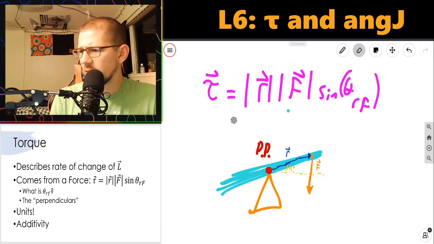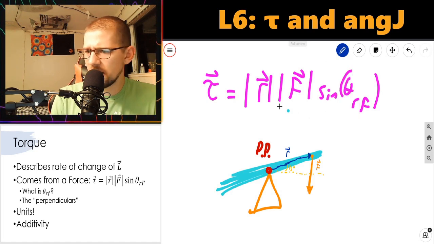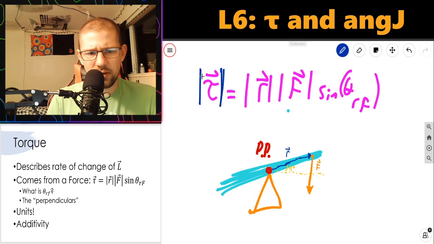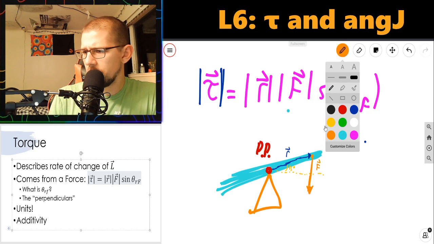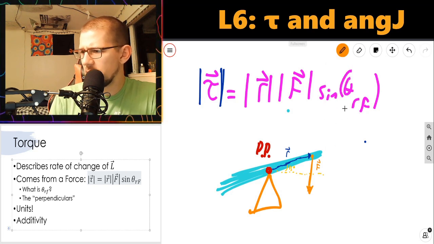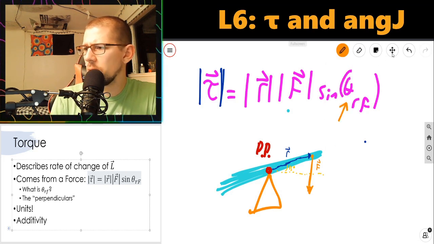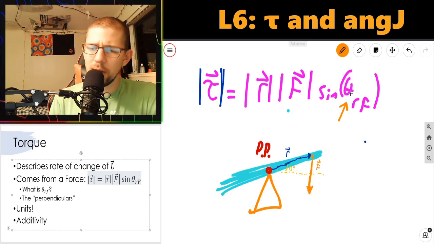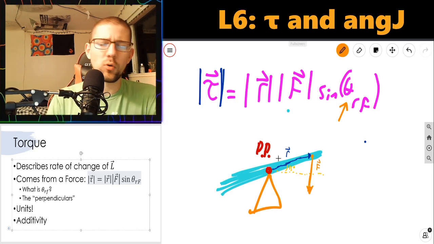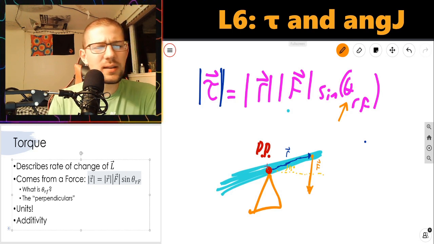We're looking for torque. Really what I should say, sorry, this is a bit of a typo here: magnitude of torque. Let me fix that on my slides as well. The last thing to describe is this theta, this angle. This theta is distinct from the theta we use to describe the orientation of the rod. It's a totally different theta.